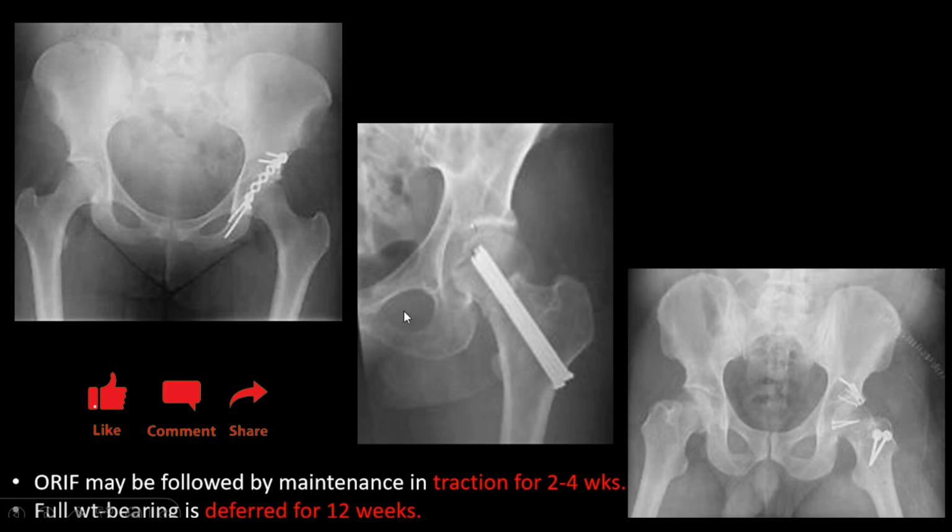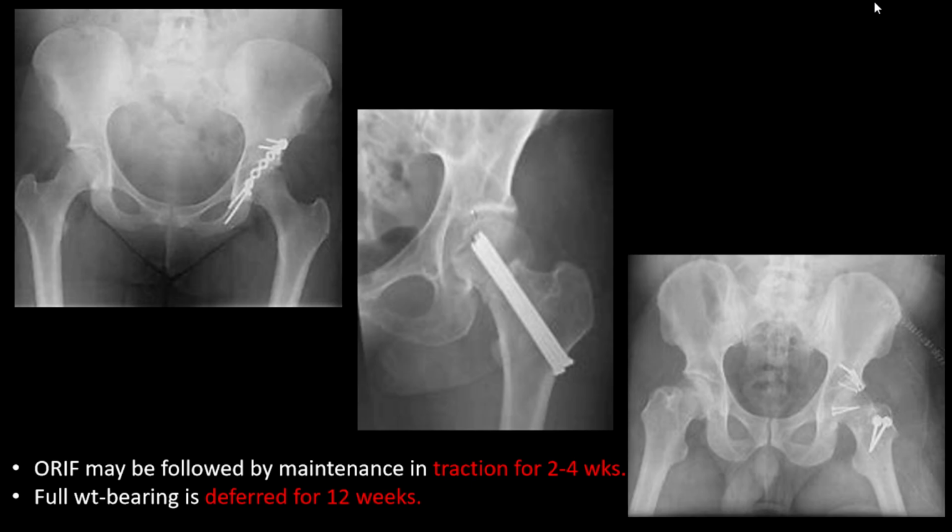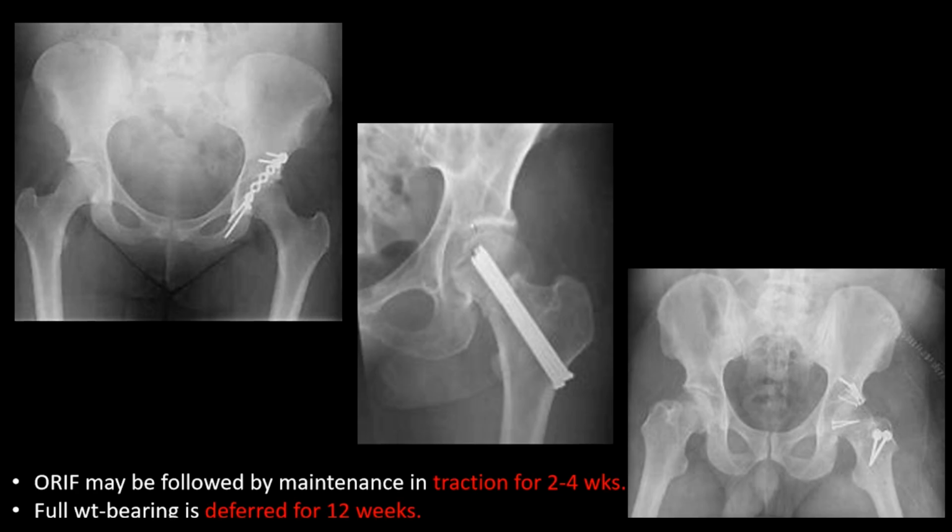Open reduction and internal fixation may be followed by maintaining the lower extremity in traction for 2 to 4 weeks, and full weight bearing is usually deferred for around 12 weeks.